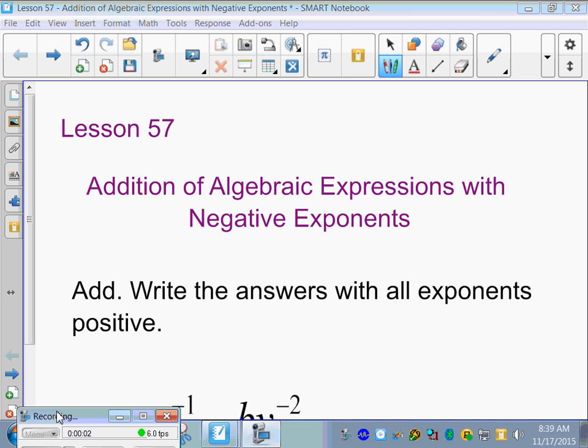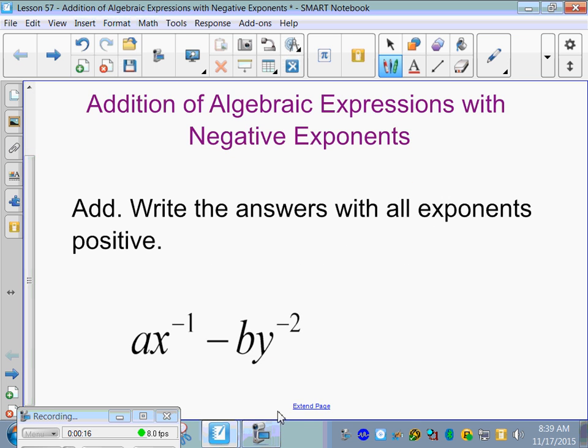Addition of algebraic expressions with negative exponents. All right, we are going to combine two things that we already know how to do, just like we did yesterday. So hopefully it won't be too tricky.